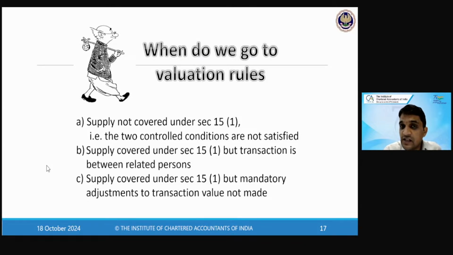You have to check whether the recipient is able to claim the credit. Then whatever price you have charged, that can be claimed. So all of that will be discussed in the valuation rules. So are you ready to go to the valuation rules?